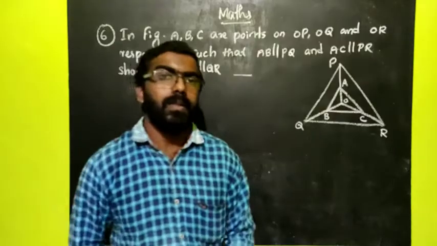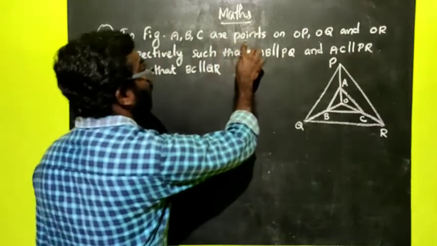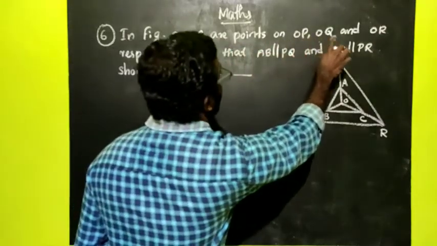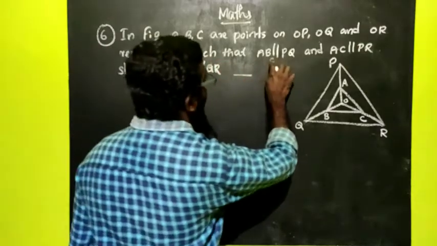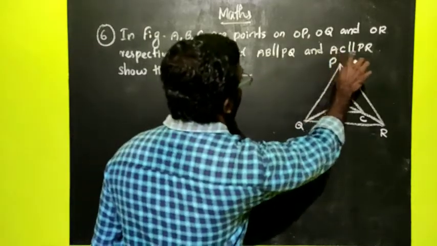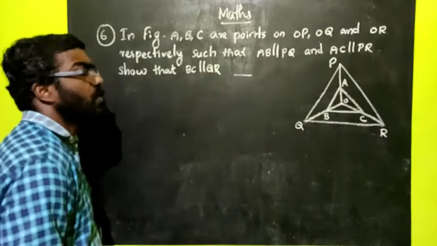Here the question is, in the figure, A, B, C are points on OP, OQ and OR respectively such that AB parallel to PQ and AC parallel to PR. Show that BC parallel to QR.